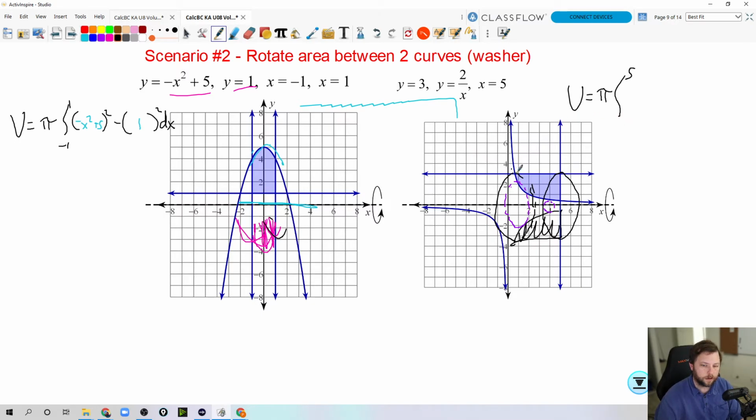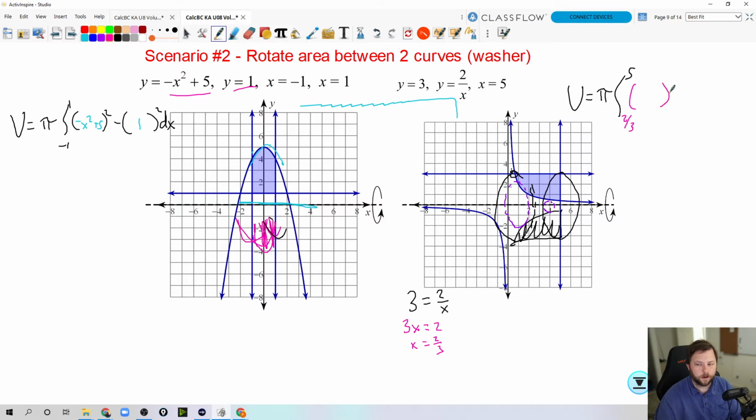And the inner limit, like where is that point? Not specified. So I can set these two equations equal to each other to find out. Okay, so multiply by x on both sides. Divide by 3. x equals 2/3. You might need to do a little math.